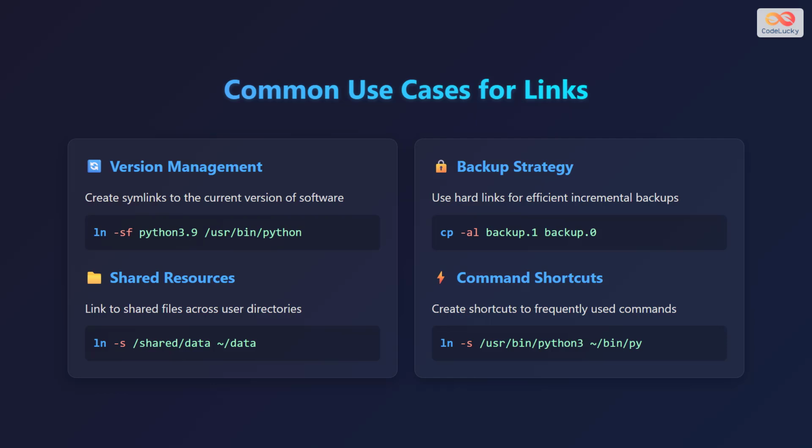Links are also useful for backup strategies. Use hard links for efficient incremental backups. For example, cp -al backup_point_1 backup_point_0. Finally, you can create command shortcuts. Create shortcuts to frequently used commands. For example, ln -s /usr/bin/python3 /bin/py.